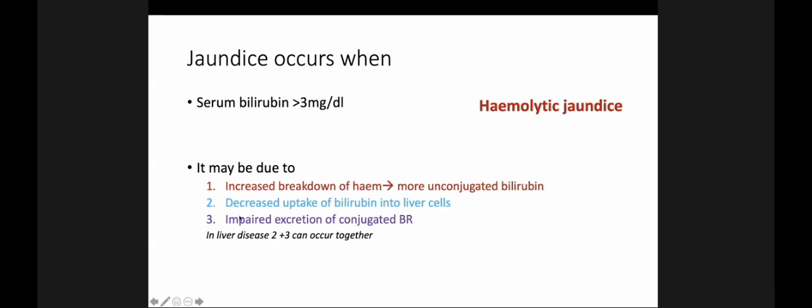So in a liver disease, or what we call hepatocellular jaundice, you can have both mechanisms 2 and 3 acting in combination. Maybe one will be more than the other, but both of them can occur together. And you can have purely impaired excretion in cholestatic jaundice. Okay, so I hope this is clear, and I hope that you've been able to recollect the physiology of bilirubin metabolism and the principles of the pathophysiology.